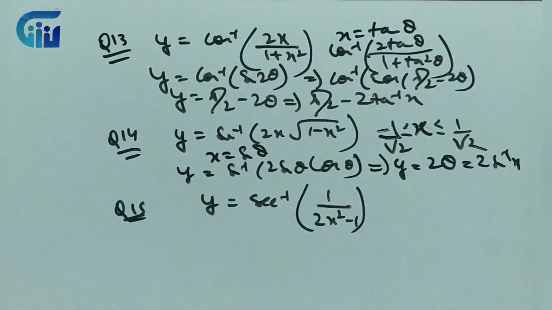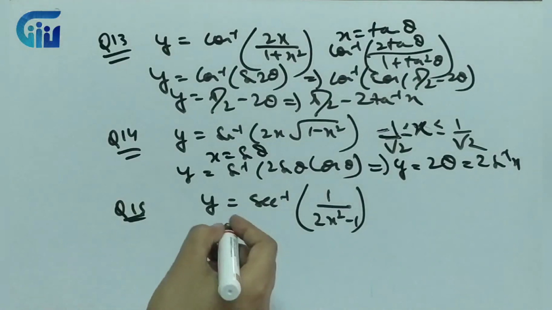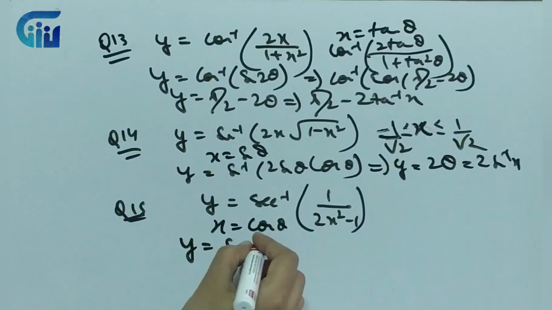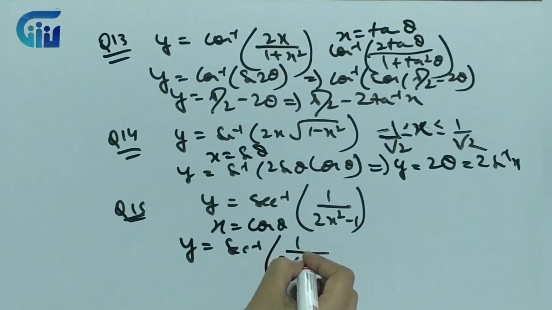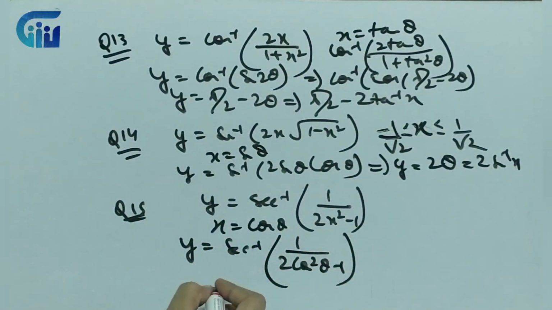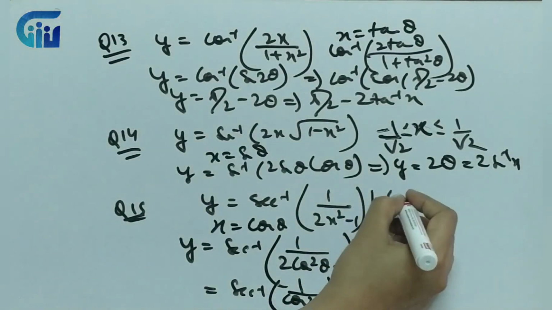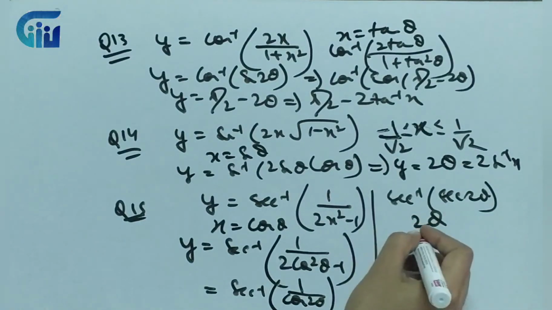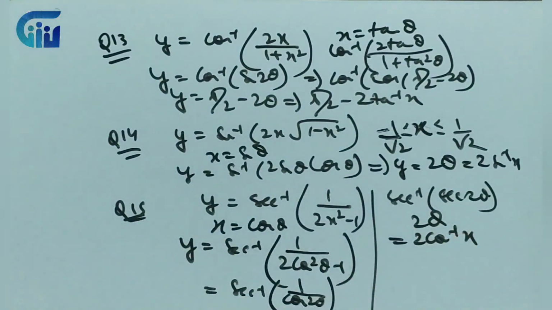Over here it is sec inverse. Question number 15, I can put x as cos theta. Why cos theta? Because I know cos theta has the formula and it will help me in coming out of this particular situation. So this is the formula of cos 2 theta. So this can be written as sec inverse of sec 2 theta, further 2 theta, 2 cos inverse x, and the derivative is minus 2 upon under root 1 minus x square.